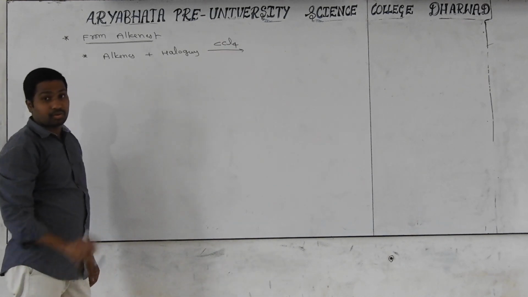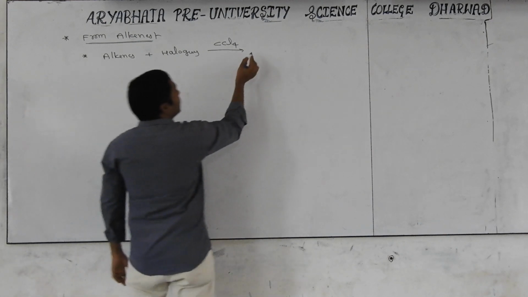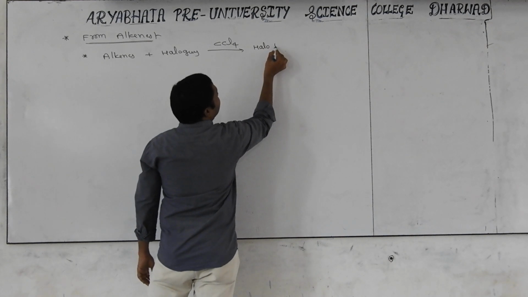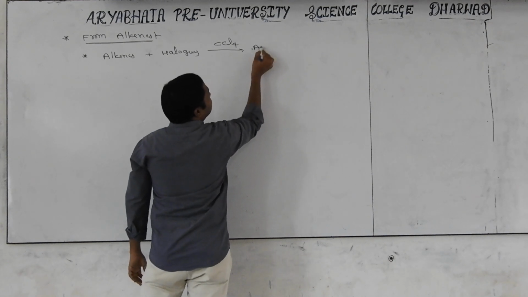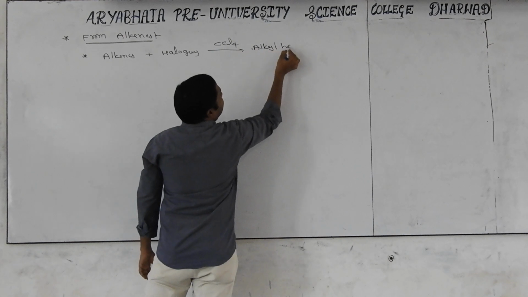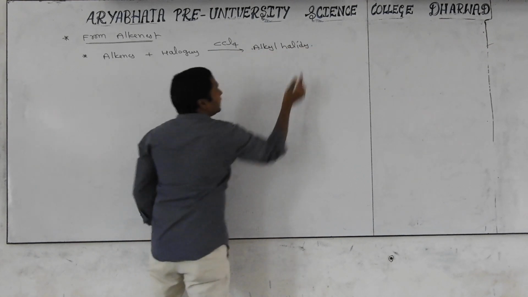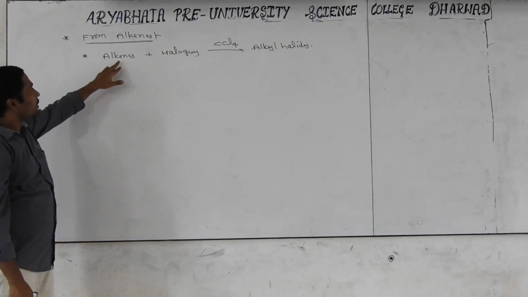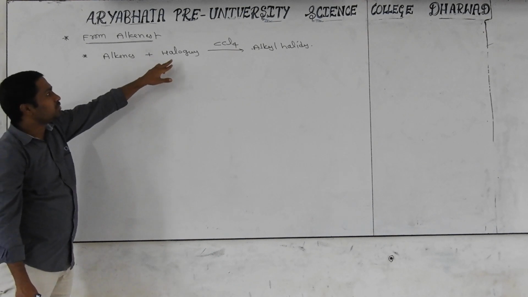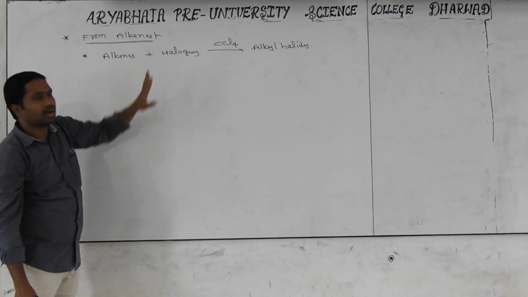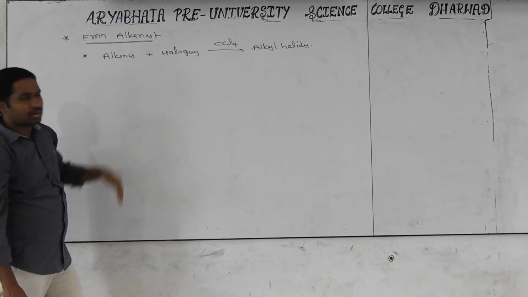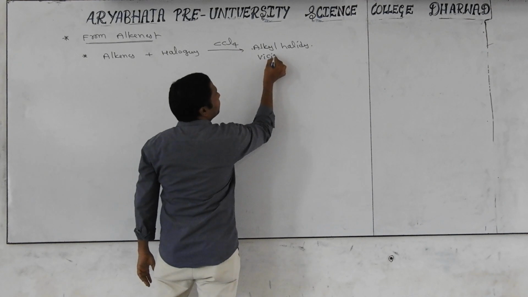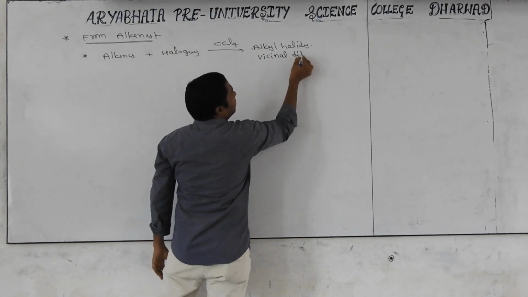What is the name of CCl4? Carbon tetrachloride. We are getting haloalkanes, or alkyl halides. Better write down alkyl halides. It is having some importance. Alkenes will be treated with halogens in presence of CCl4, and we are getting alkyl halide. What type of alkyl halide we are getting, we can go deeper. We are getting vicinal dihalides.